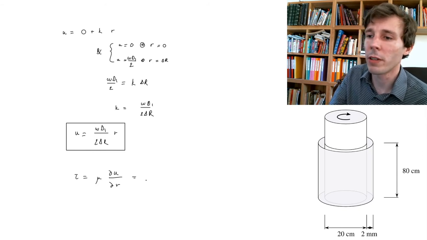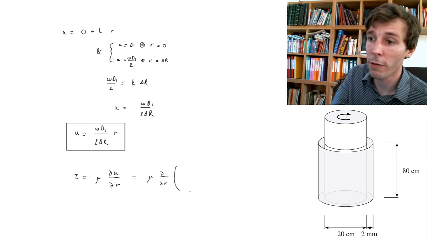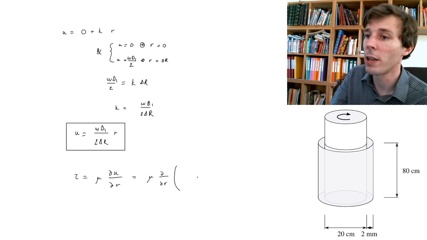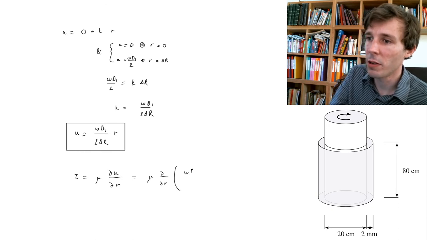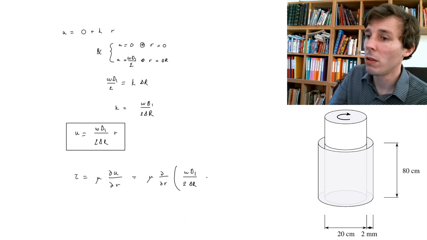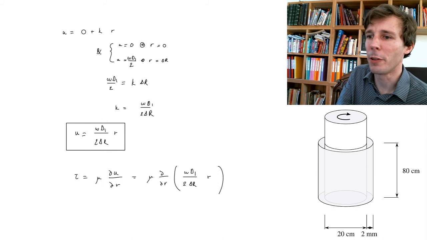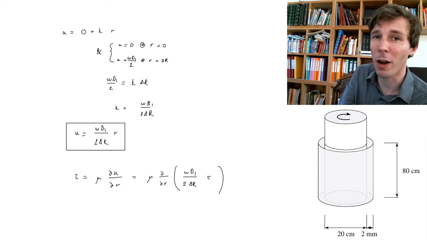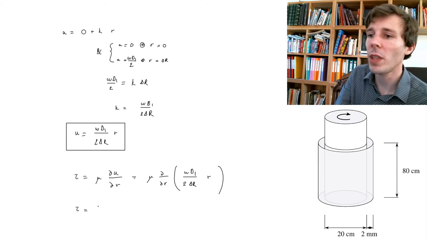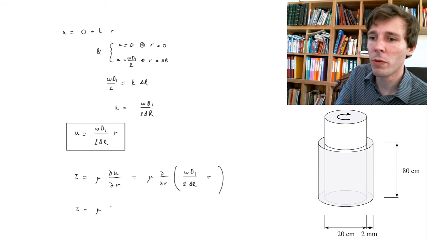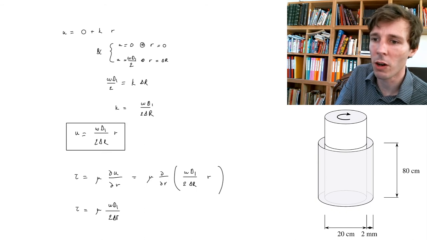And so let's carry out this derivation. It's not very difficult. We have u partial over partial r of this whole expression that we had over there, which is omega d1 divided by 2 delta r, small r, like this. And the derivative of a constant multiplied by r is just the constant, so that we have tau, the shear, is equal to just mu omega d1 over 2 delta r, like so.